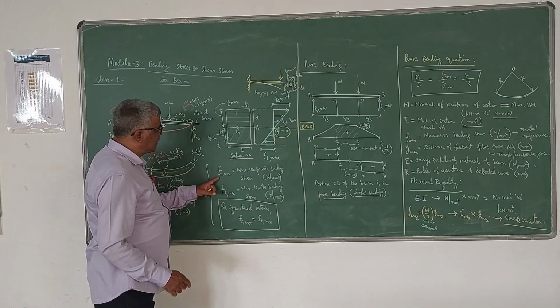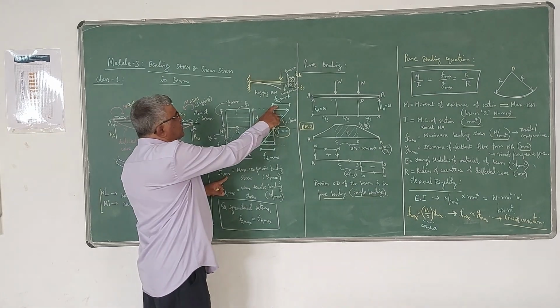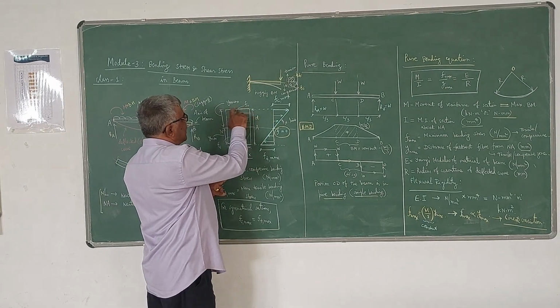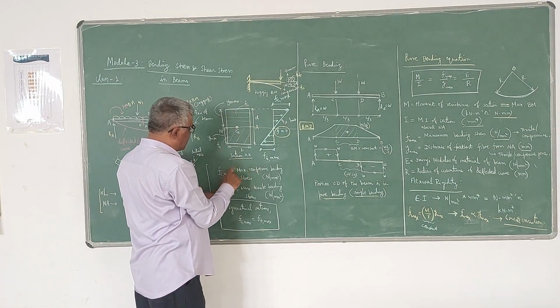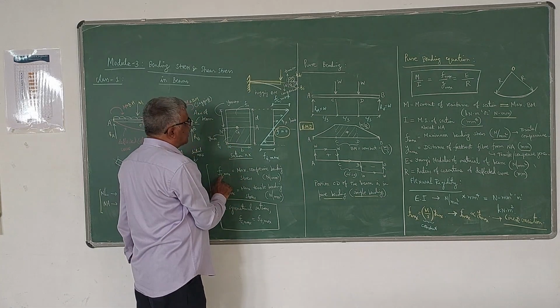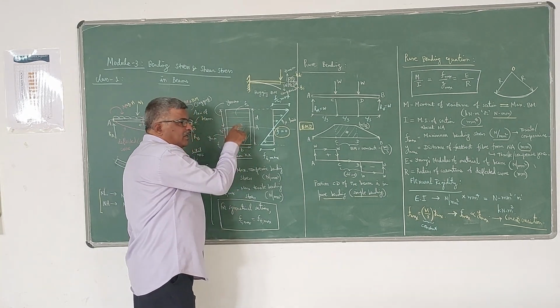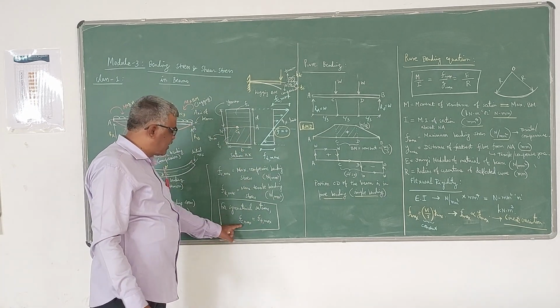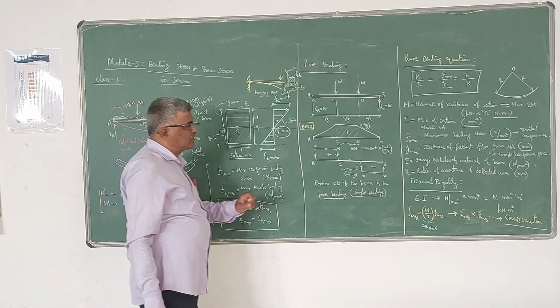Here you can see I have written F C max. F C max is the stress developed here. F T max is the stress developed here. T stands for tension, C stands for compression. In the case of a symmetrical section, both will be equal. F C max will be equal to F T max.